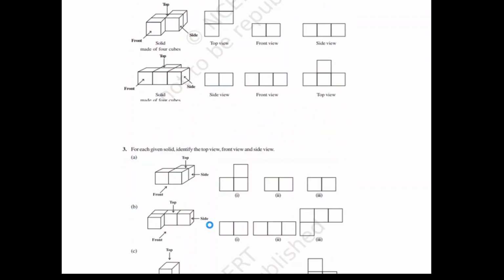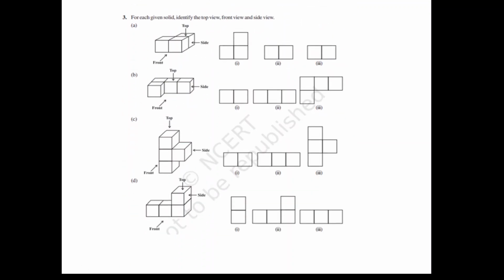Okay. Now just take the same question. Look at this first. These four solids are all made up of unit cubes, right? Look at the first one. You have to identify which one from these 1, 2, 3 is the top view, side view and front view.